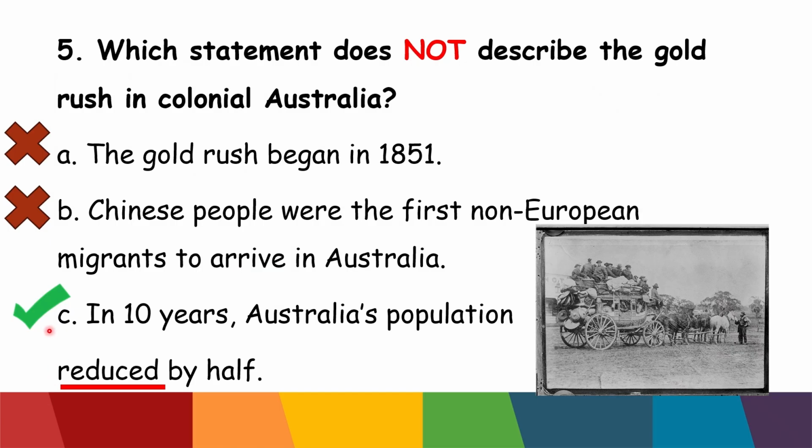Answer C is incorrect because it says that Australia's population got smaller during the gold rush, whereas it actually got much bigger. And remember, in this question, we have to select the question that does not describe the gold rush in colonial Australia. So the answer is C. Be careful of these types of questions where you have to choose the wrong answer. They can be very confusing.